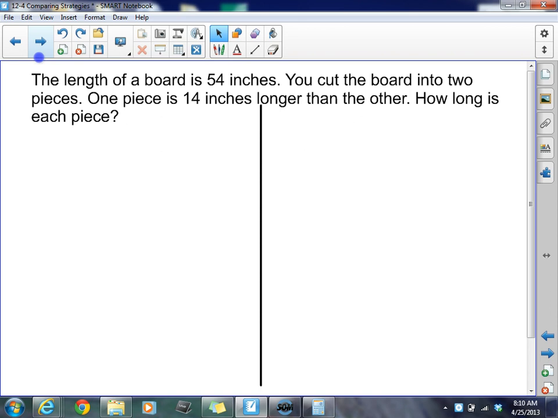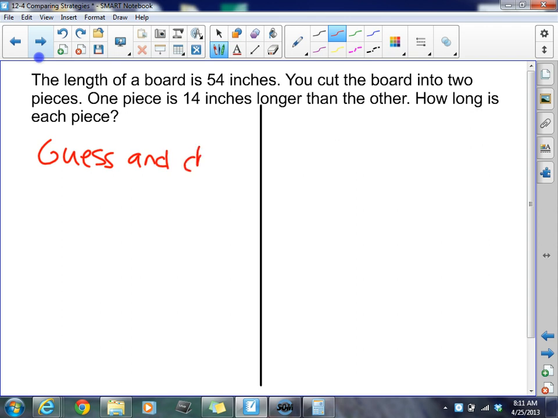Now, when I look at this problem, I automatically think of 2 specific strategies. The first one I think of is, and hopefully this is a good one for you guys, guess and check. Guess and check, meaning just try it and see what happens. Try another one and see what happens. Try another one and see what happens till you get the right answer. I like guess and check. That's one method that really works well for me.